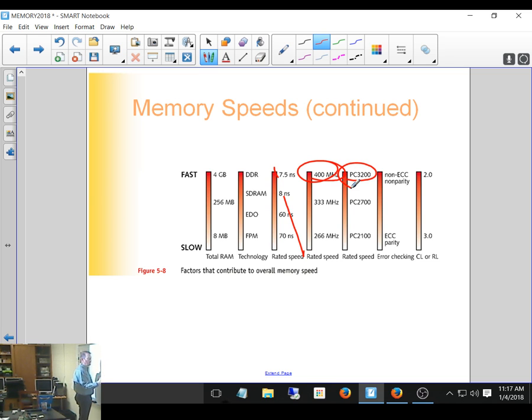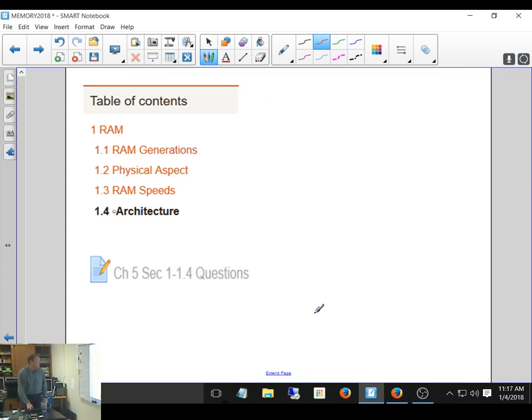And then a lower CL or RL. CL stands for column latency, and RL stands for row latency. We only look at one of those numbers ever, and usually it's the column latency. Okay? So, there are different generations of RAM.